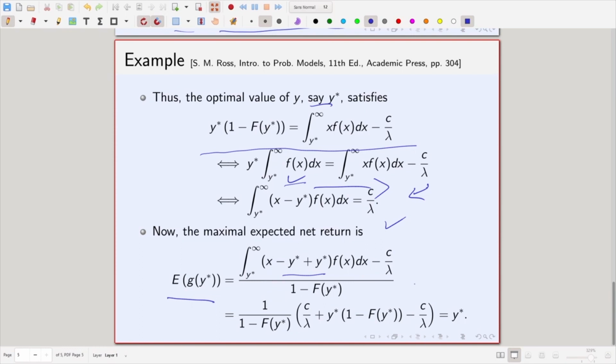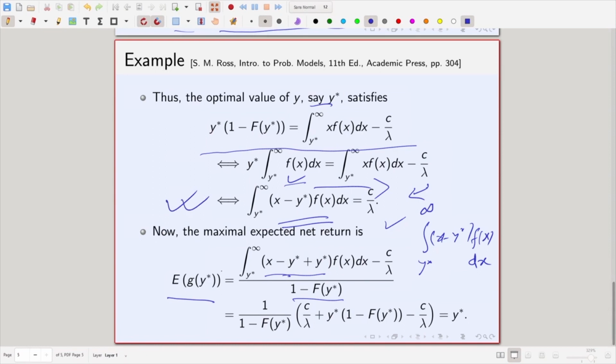So, minus y star plus y star. So, this is just expectation of g(y star). Now, what is the advantage of this trick of this subtraction and addition? Now, if I just look at, so I now break it. So, one thing is integration from y star to infinity of (x minus y star) f(x) dx, right. Now, that is equal to this because y star is the optimal value. So, this will remain in the denominator. So, this first part is giving you c by lambda because of this condition.